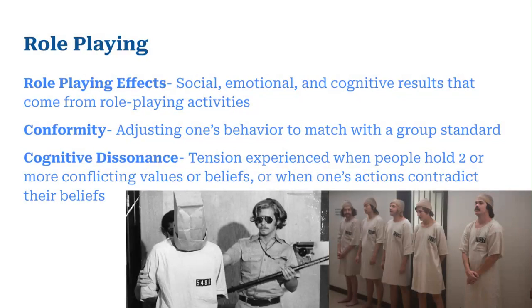Conformity is adjusting one's behavior to match with a group standard. So in this experiment, the guards all began acting really cruel. Once the first guard started to act sort of cruel, the rest of them all decided to match the group standard and act that way.